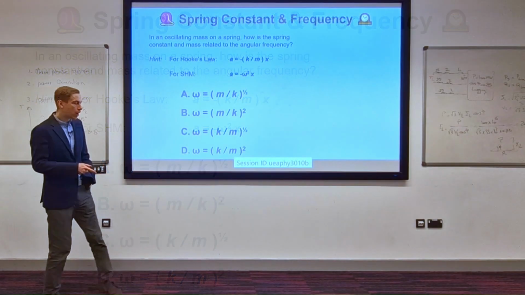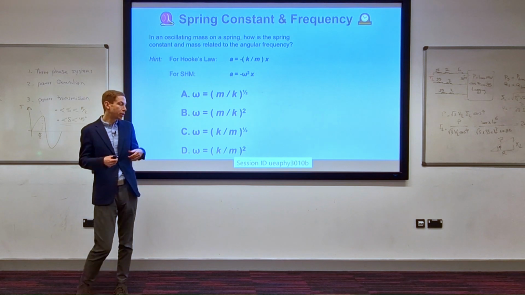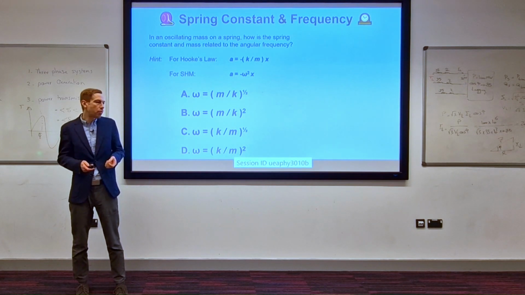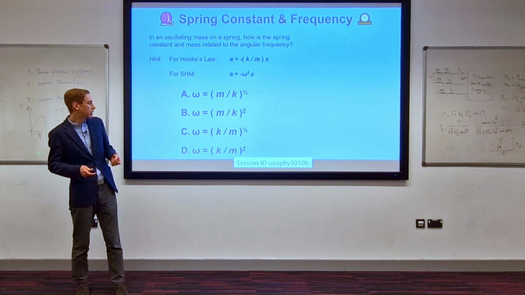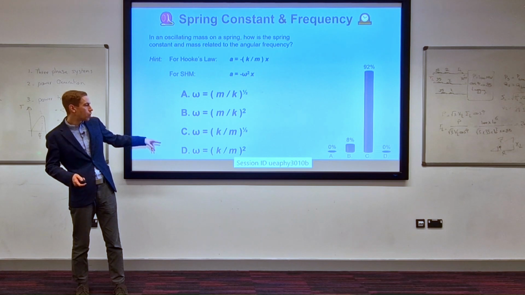All right, then let's take a look. How can we relate this angular frequency of our mass on a spring to the spring constant and what the mass is? Let's take a look here. Okay, so what do people think? Okay, so no one's going for A and D. Looks like people are thinking it could be B or C.